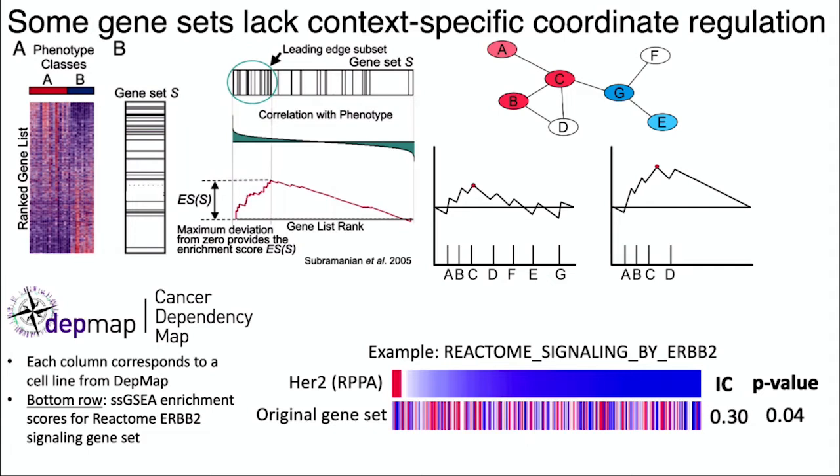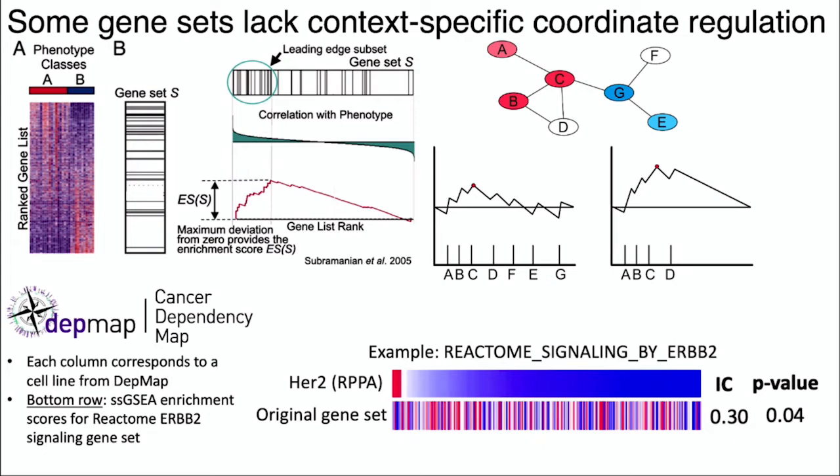GSEA relies on gene sets whose member genes are all coordinately up or down regulated when samples have a specific pathway or process activation or a particular phenotype. This is illustrated by the toy pathway diagram here that contains genes upregulated, downregulated, and not differentially expressed when a pathway is activated. Including all of these genes in the gene set results in a lower enrichment score.